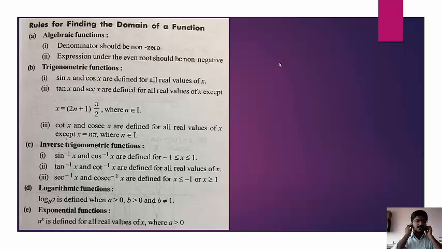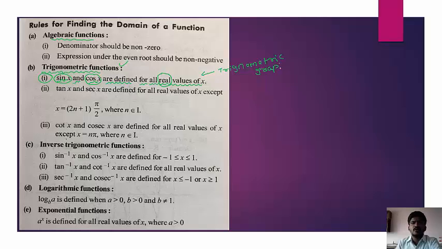Okay, students. Now let us continue with the next functions, that is trigonometric functions. Clear? We already discussed algebraic functions. Now we shall continue with trigonometric functions. The first one is that sin x and cos x are defined for all real values of x. That means sin x and cos x are defined for the set of real numbers. I will explain this with a trigonometric function graph.